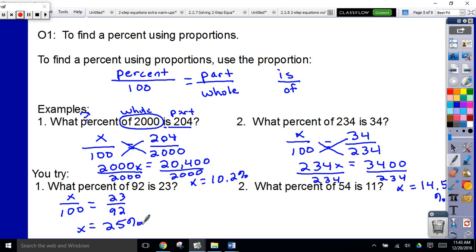Okay, number 2. Morgan, can you tell us the proportion for that one? X over 100 equals 11 over 54. Okay, and your answer? 1,100 over 54. And then, okay, and then what is that? 20.4%. Good. 20.4%. Okay, any questions about those? Okay, let's go on to the next page.